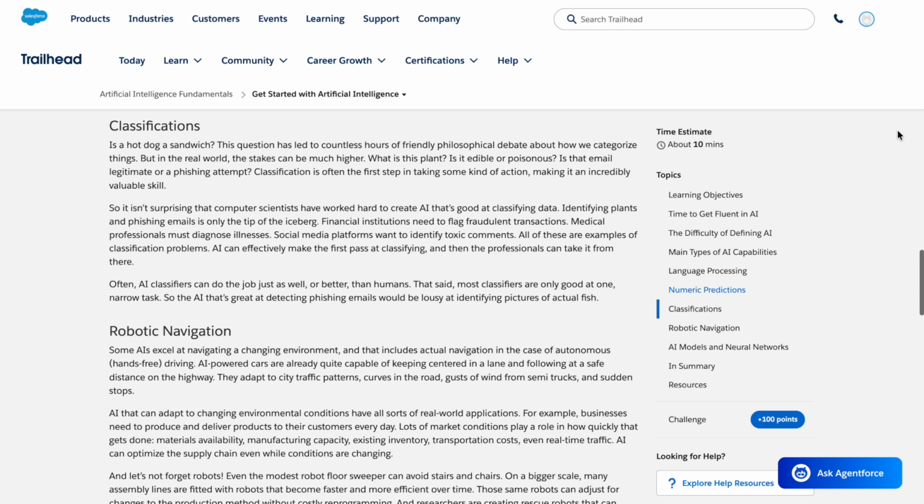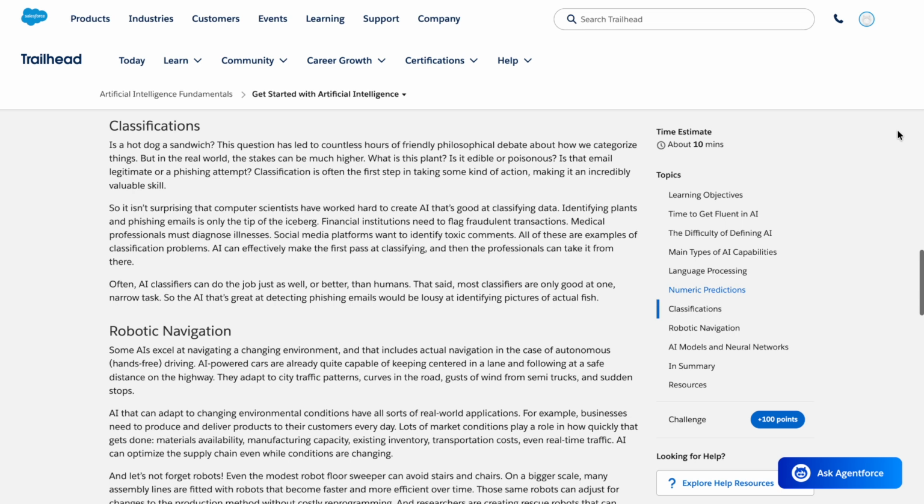So it isn't surprising that computer scientists have worked hard to create AI that's good at classifying data. Identifying plants and phishing emails is only the tip of the iceberg. Financial institutions need to flag fraudulent transactions. Medical professionals must diagnose illnesses. Social media platforms want to identify toxic comments. All of these are examples of classification problems.